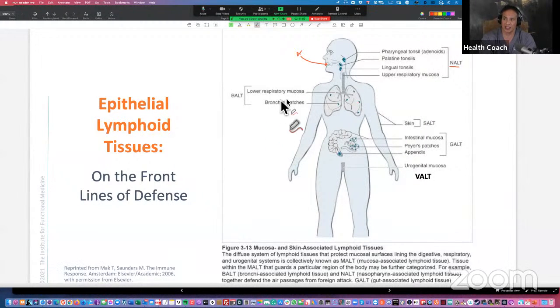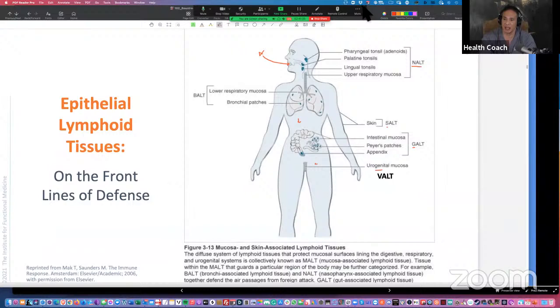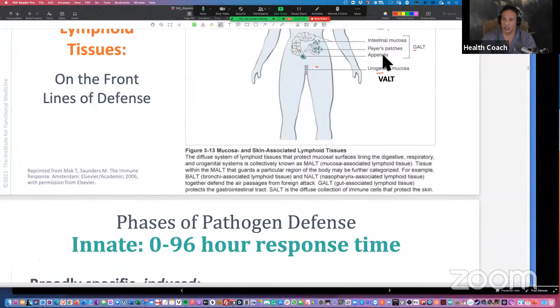This ends up with your BALT system, which is your lower respiratory, your bronchial immune system. As it goes into your skin, it's the SALT system, with skin as the S. The GALT is what she was indicating, which is the gut immune system. The VALT is the vaginal areas and urogenital region, where this also protects you. So the designer really intended for us to be protected in many ways.